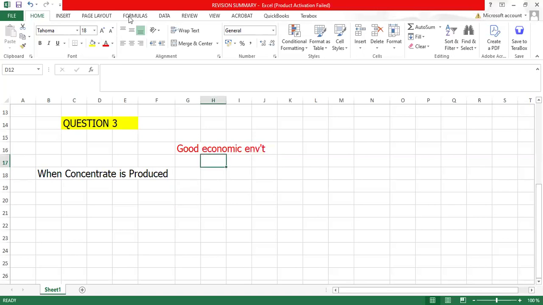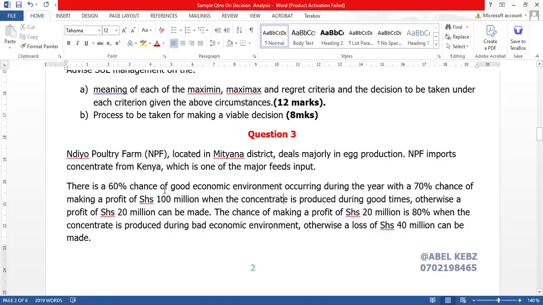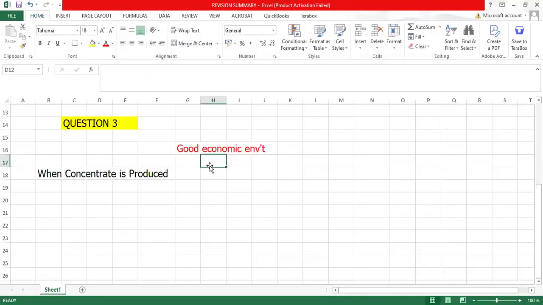And the percentage they have given, which percentage? They are telling us that there is a 60% chance of good economic environment occurring during the year. Okay. So that is 60. Here you can write 0.6. What does this mean? It means that when the concentrate is produced, of course you may find that you have produced your concentrate in a bad economic environment. And that chance is what? It is 0.4. Okay, let's proceed.